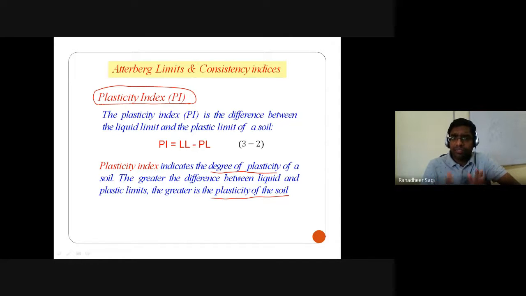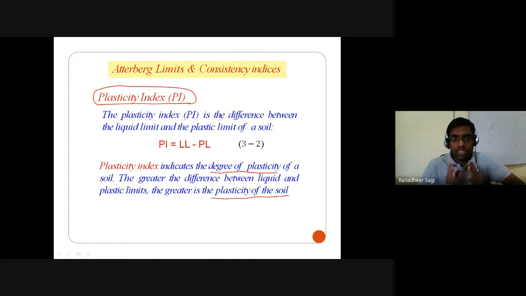In case the difference between the liquid limit and the plastic limit values is very small, it means that the particular soil we are looking at has the least plasticity behavior. And if the liquid limit and plastic limit values are more or less the same for that particular soil, then such a soil is what we call non-plastic.